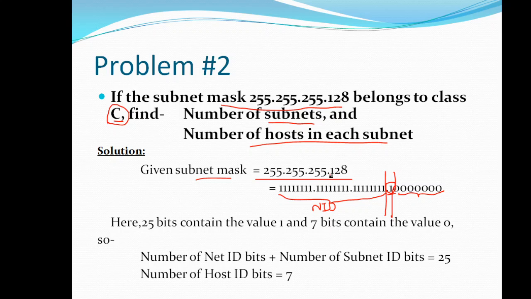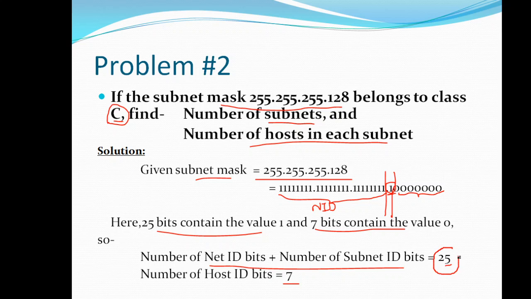255.255.255.0. So other than these three octets, if there are any ones existing in the remaining octet, identify those ones, they represent the subnet ID bits. So here a total of 25 bits contain the value 1 and 7 bits contain the value 0, right? So the network ID plus subnet ID represents these 25 bits and the host ID represents the 7 bits, right? So we know that for class C, 24 bits are the network ID part.